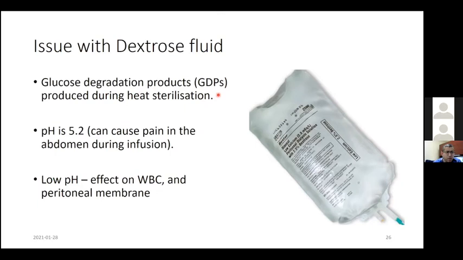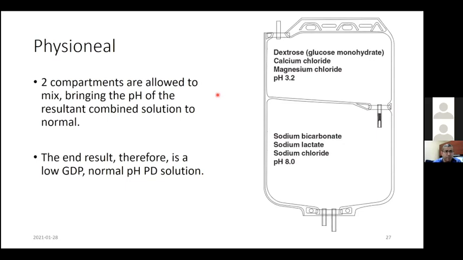So they said, okay, why don't we do this? Let's pack dextrose separately with a pH of 3.2, and then pack sodium bicarbonate and sodium lactate with a pH of 8. When the patient is going to get the fluid, we'll remove this flange, mix it together, and make a combined bag. So the end pH is 7.1, and that supposedly causes less pain. But the problem was it didn't show any better outcomes.